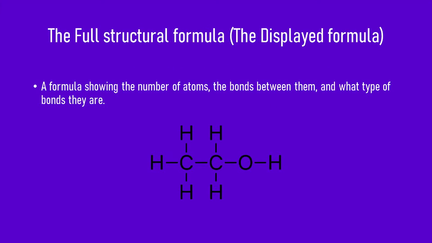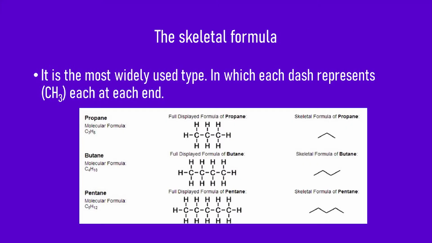The full structural formula or the displayed formula is the formula showing the number of atoms, the bonds between the atoms, and what type of bonds they are. The last type of formula is the skeletal formula. The skeletal formula is the most widely used type, in which each dash represents a CH3 group at each end. So, for example, propane would be drawn as 2 lines connected together, in which the end of each line represents a CH3 group.